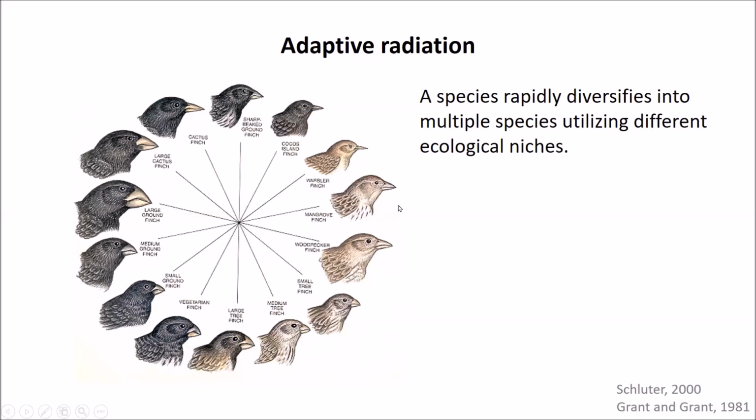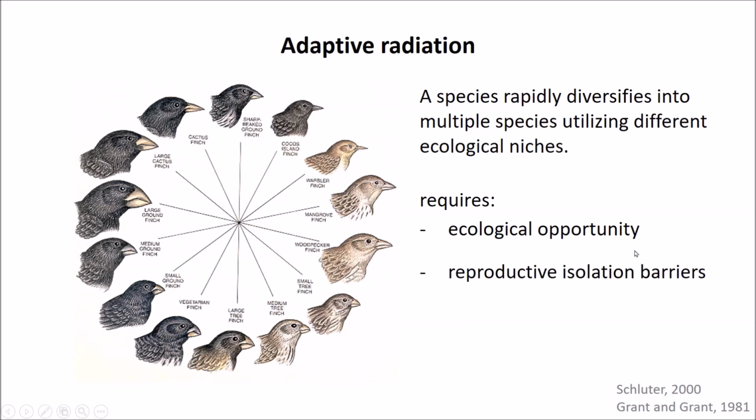One of the processes that generates very many species very rapidly is adaptive radiation, which most of you likely know, but just to recap, it is when a species rapidly diversifies into multiple species, utilizing different ecological niches. Like the famous Darwin's finches that diversified on the Galapagos Islands and are adapted to different seeds that these species are specialized on. Adaptive radiation requires ecological opportunity. Without empty niches on those islands, they couldn't have diversified.